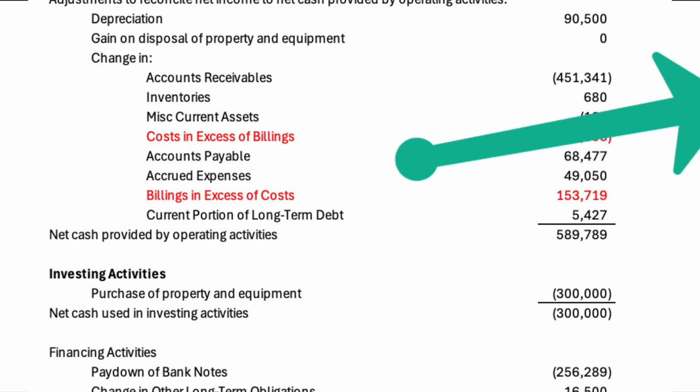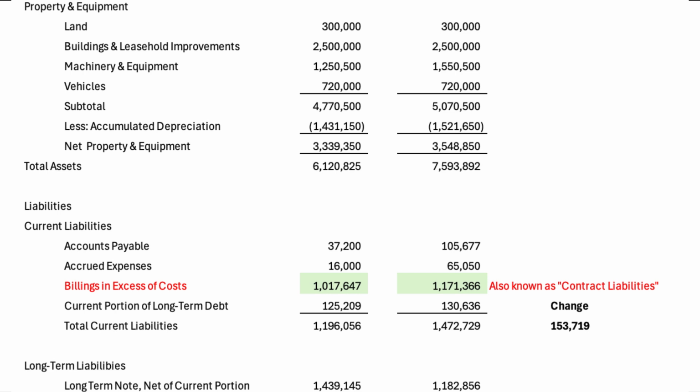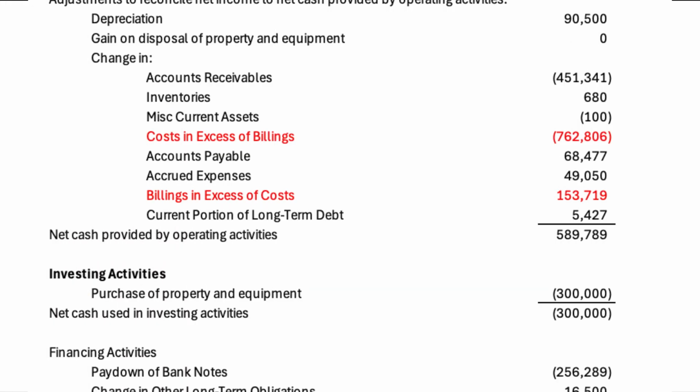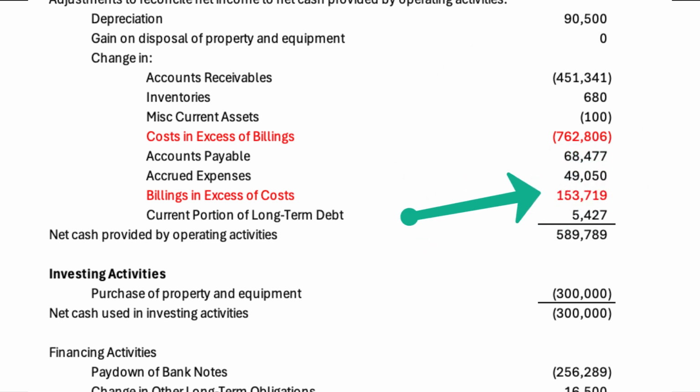On the other hand, billings in excess of costs increased by $153,719. So it went from $1,017,647 to $1,171,366. As a liability, this increase is a cash inflow, reflecting billings we've received for work not yet completed.